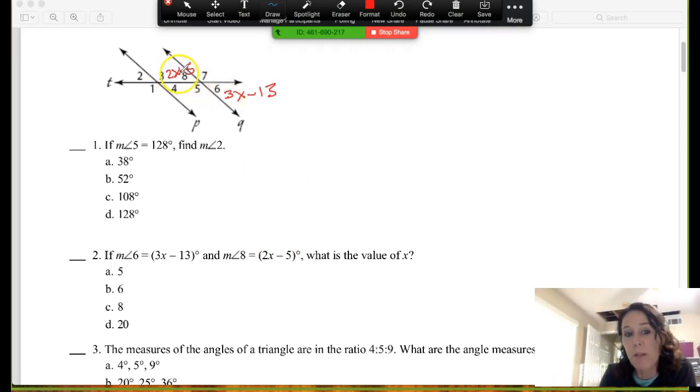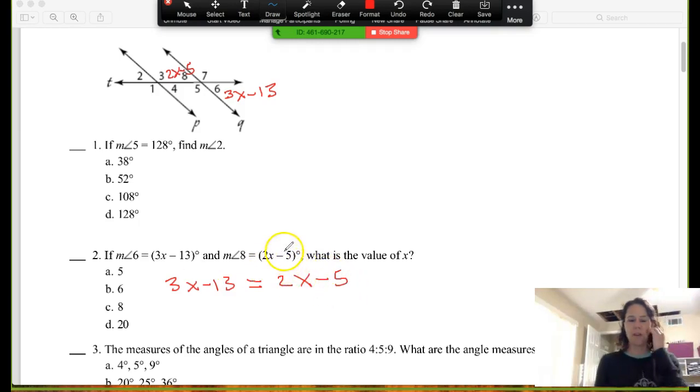When you have two angles that are vertical angles, they share a vertex and two sides that are intersecting, which makes them vertical angles. They are congruent. So all I need to do is this. 3x minus 13 is equal to 2x minus 5. Now I've set up an equation, so now I can solve for x.